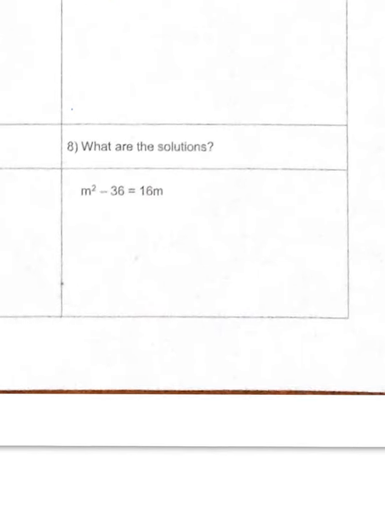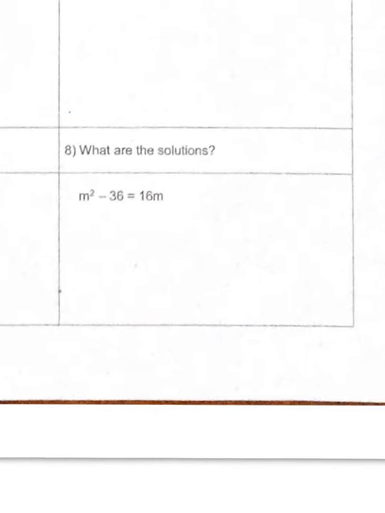For number 8, yes, I know it looks a little different. It looks like it's almost in standard form, right? But to put this in standard form, we would need to subtract 16m from both sides. So on the right side, we would get 0, right? And on the left side, we'd have m squared minus 16m minus 36. Okay, now that's in standard form.